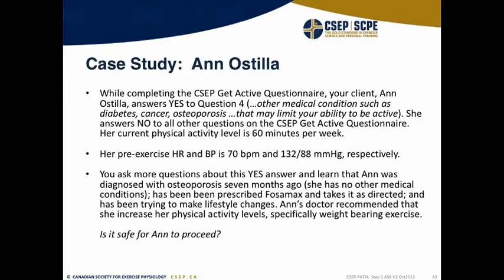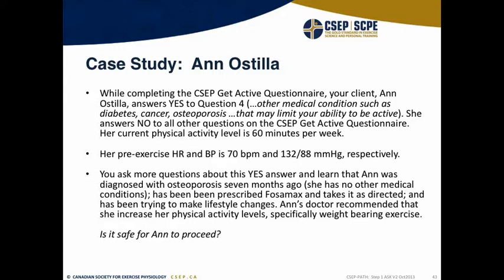All right, so Anne Ostilla completed a CSEP Get Active questionnaire as part of your pre-participation screening procedures, and as you review the form with her, she has answered yes to question 4 that asks, do you have a medical condition such as diabetes, cancer, and osteoporosis that may limit your ability to be active? She answered no to all other questions, and her physical activity level currently is 60 minutes per week. You measure her pre-exercise heart rate and blood pressure, and it's below the cutoffs identified earlier in this presentation. Well, she's come to you because she does have some questions about whether or not it's safe for her to exercise given her diagnosis of osteoporosis.